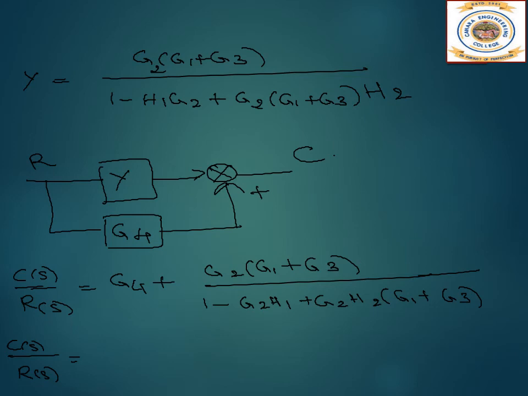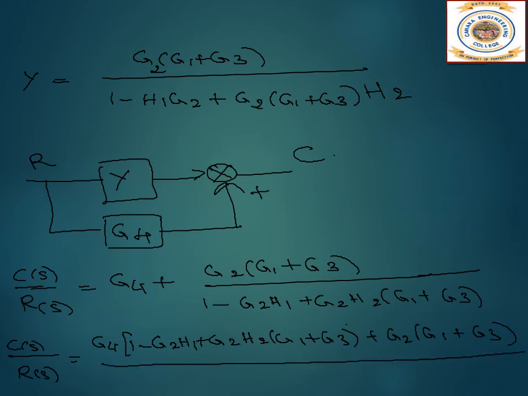Or I can write it as C of S by R of S equals, you can simplify this by taking the common denominator. So G4 into 1 minus G2 H1 plus G2 H2 into G1 plus G3, plus G2 into G1 plus G3, whole divided by 1 minus G2 H1 plus G2 H2 into G1 plus G3. I've just taken the common denominator, that's all, or you can write it in the previous stage, no issues. So this is the final transfer function.